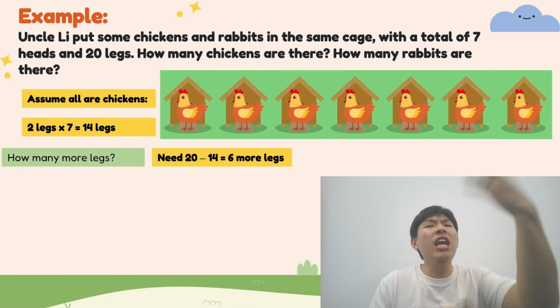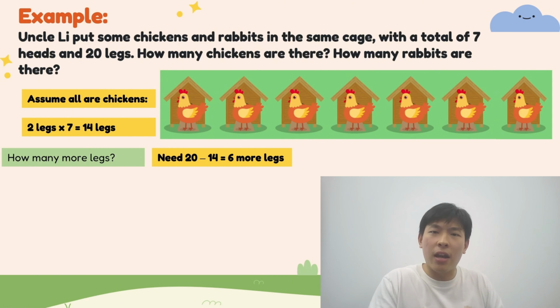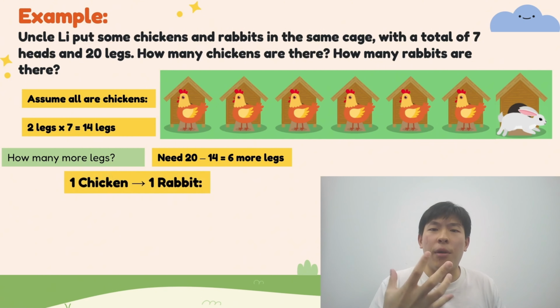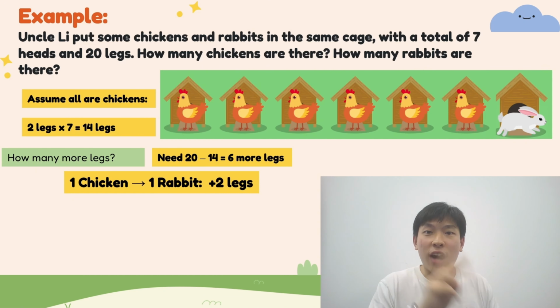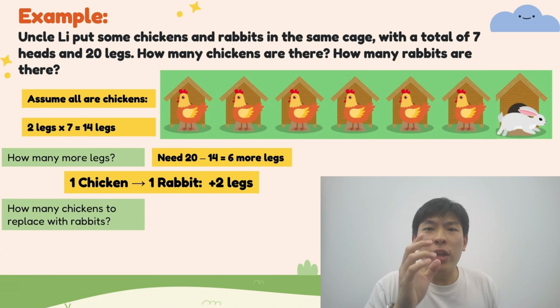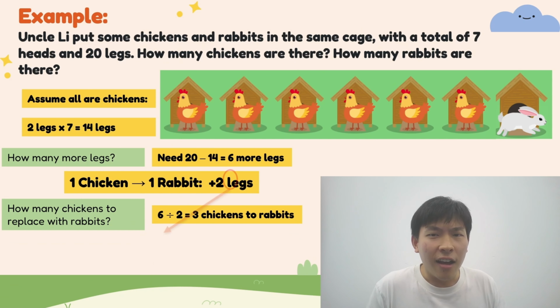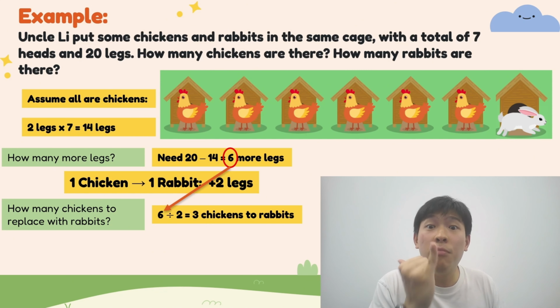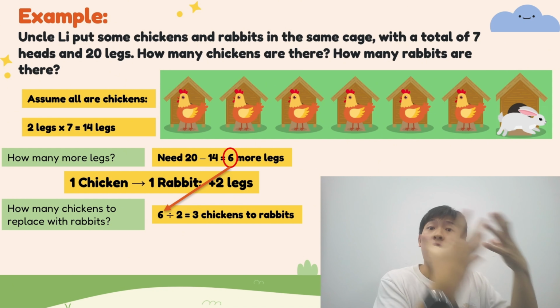So how should we increase the number of legs? Yes, we should replace chickens with rabbits. For every chicken that we replace with a rabbit, how many legs do we get extra? Yes, 2 extra legs. So how many chickens should we replace with rabbits? Yes, we take 6 divided by 2. Why did we choose 6? Yes, because we need 6 more legs and we get 2 extra legs for every chicken converted into a rabbit.